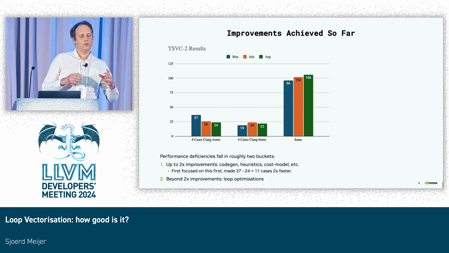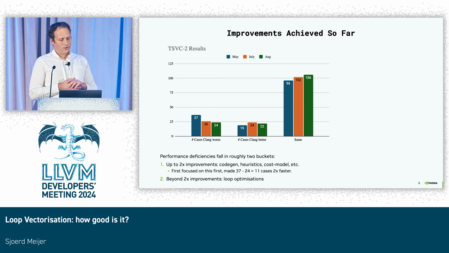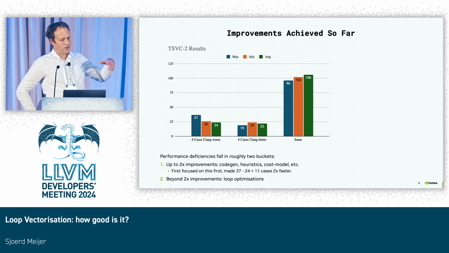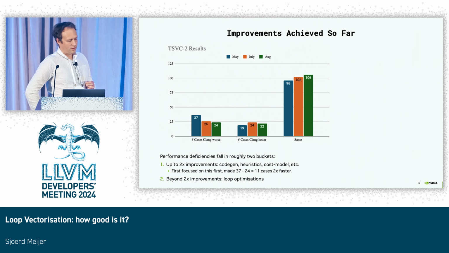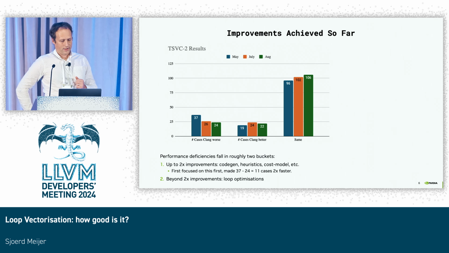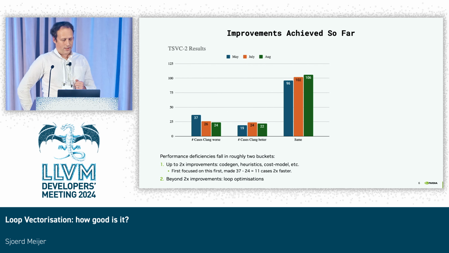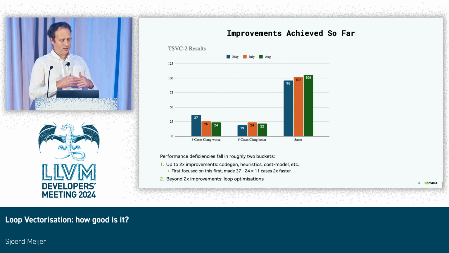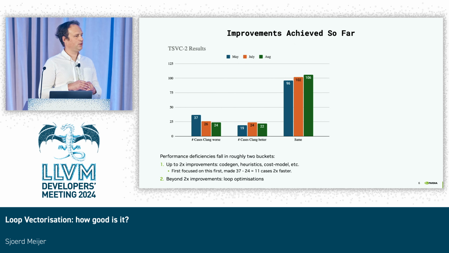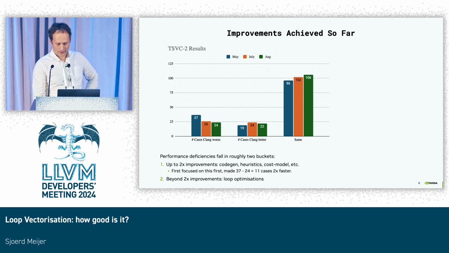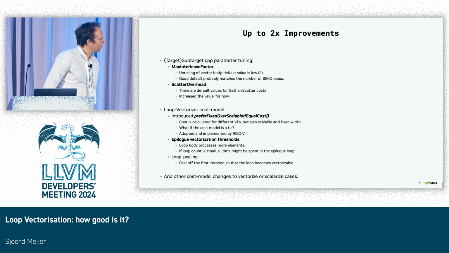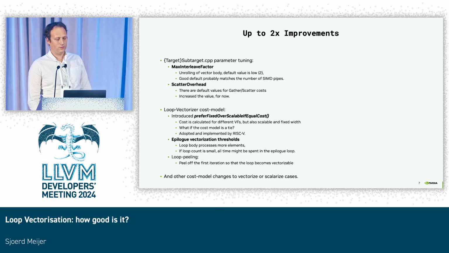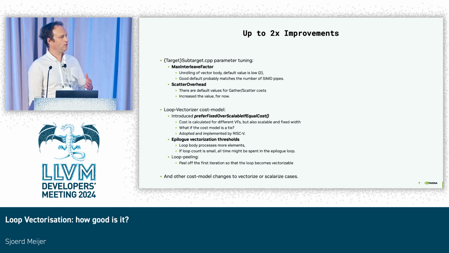These improvements basically fall into 2 buckets. The improvements that we made here resulted in 2x improvements. And they were the improvements related to cost modeling, heuristics, and codegen. And what we want to do next is to enable the performance improvements that will go beyond 2x improvements. Now, I wanted to give you a quick impression of the kind of things that would give us 2x improvements.